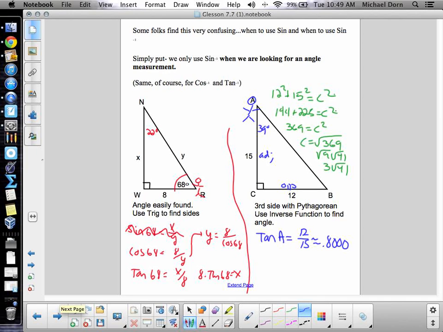Once we know this is 39, then this has to be 51 degrees because these have to add up to 90. And if you use your calculator, second function, tangent, 12 over 15, you get the exact answer. Either way works. Just be very, very careful if you're using your calculator that you're not using it inappropriately. Some people do get very confused by that. That's my iPad. Don't worry about that.